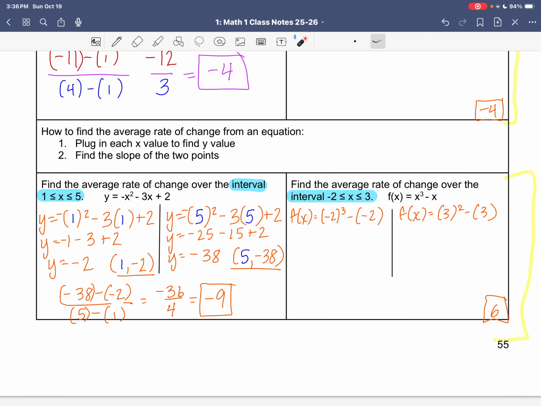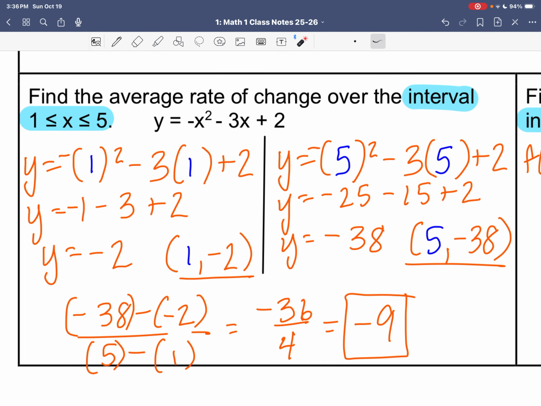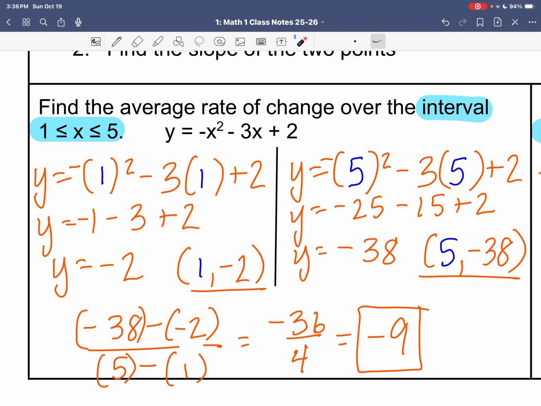All right, so now we want to find the average rate of change from an equation. So we're going to plug in x values to find the y value, and then once you get that, you're going to find the slope of the 2 points. So from 1 to 5, remember, these are all x's. So I'm first going to look at 1, and I'm going to substitute 1 wherever I see x. So I've got negative 1 squared minus 3 times 1 plus 2.